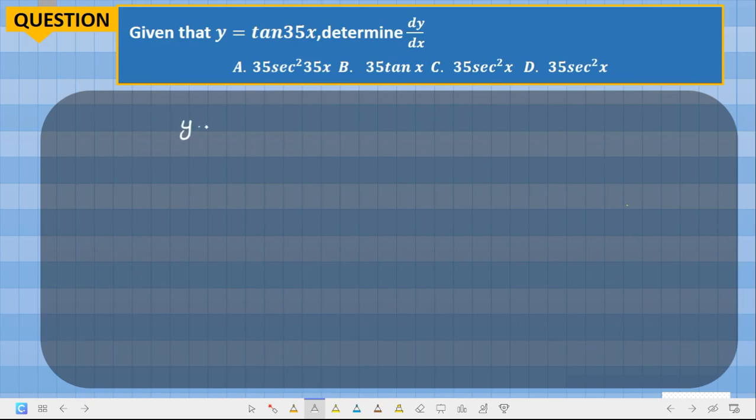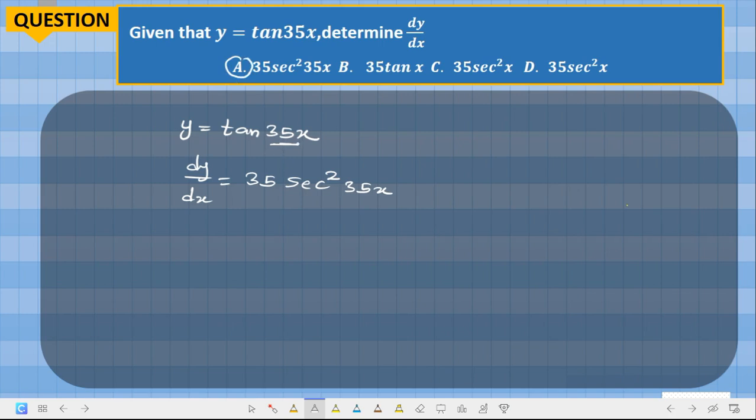Now let's take the next one. Differentiate, given that y is tan 35x, find dy ds. Now it's very easy for you to find dy ds. First of all, differentiate what you have here, shortcut. If you differentiate 35s, it's going to give us what? 35. Then differentiate tan. When you differentiate tan, what will it give to you? Sec square. Then you write the 35s again. Then the correct answer is 35 sec square 35x, and that is option A.